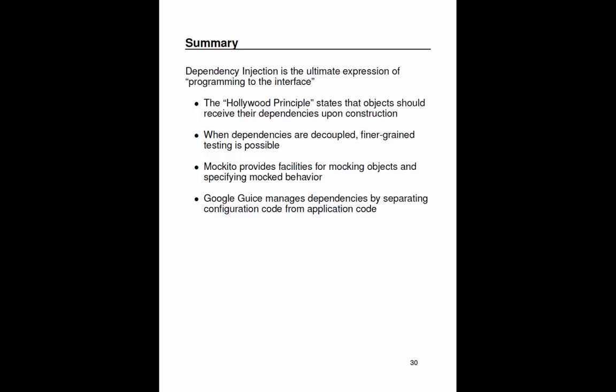Google Guice is a library that your application can use to manage dependencies by separating configuration code from application code. All the configuration code is in the module, and then the application code itself is just plain old Java code with, yes, maybe some Guice-specific annotations sprinkled over it. Then Guice does all of the wiring for you, and you don't have to worry about that logic.